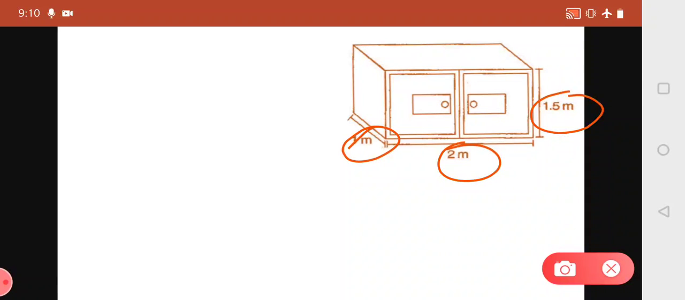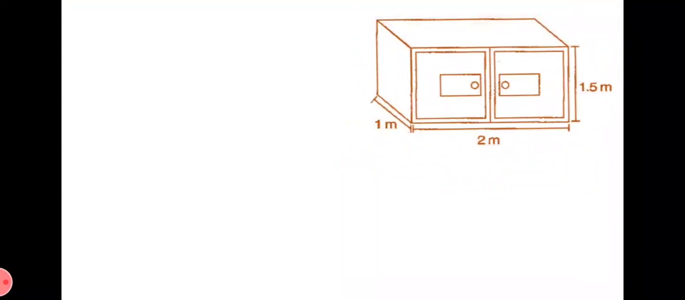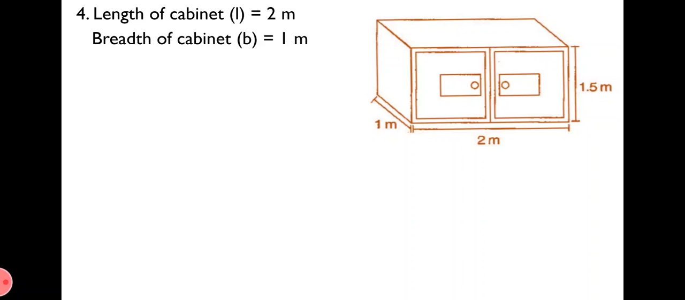5 faces, which 5 faces? 4 walls and the top part. This part and these 2, 3, 1 and 1 back. So 5 faces she is painting, that is 4 walls and 1 top. So let's first find the total surface area. Length of cabinet L is given as 2 meter, breadth of cabinet B is given as 1 meter, and height of cabinet is given as 1.5 meter.